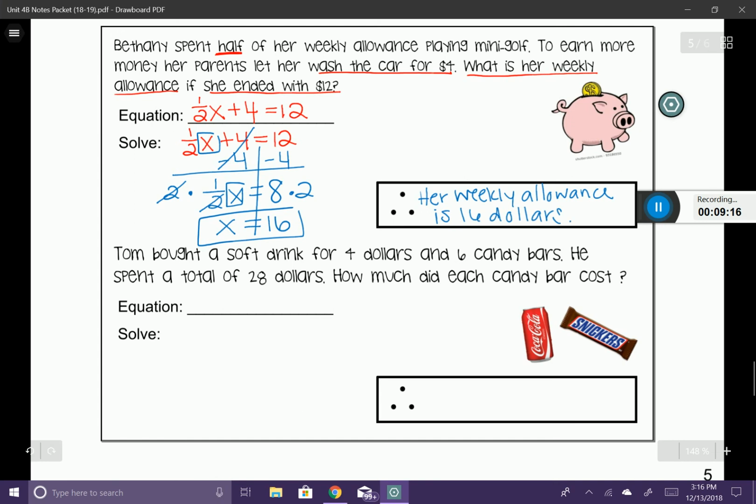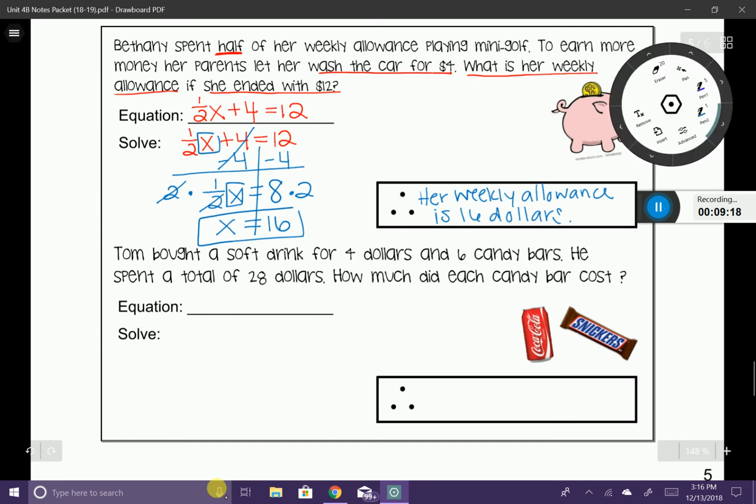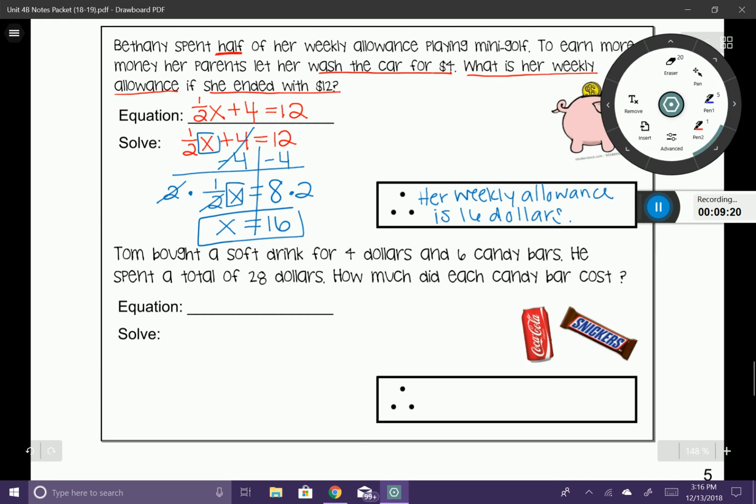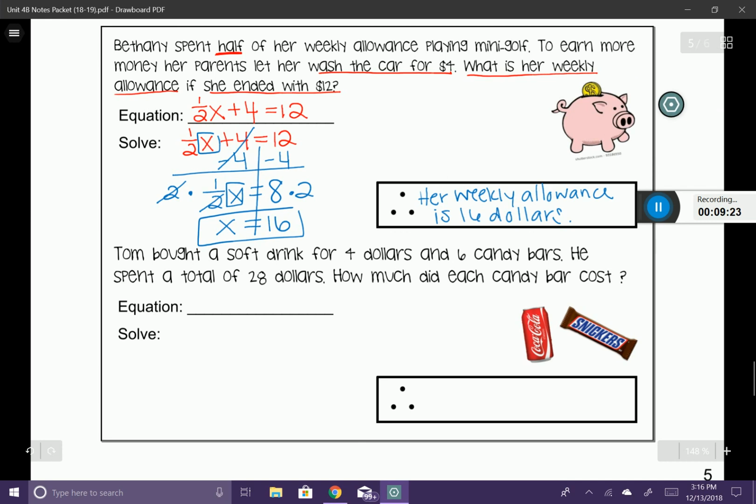All right, last one. Let's go ahead and look at this one. Tom bought a soft drink for $4 and 6 candy bars. He spent a total of $28. How much did each candy bar cost? So the question being asked is, how much did each candy bar cost? That's going to be our variable. We could even say that that's going to be called x. Let's see if we can construct this problem now.